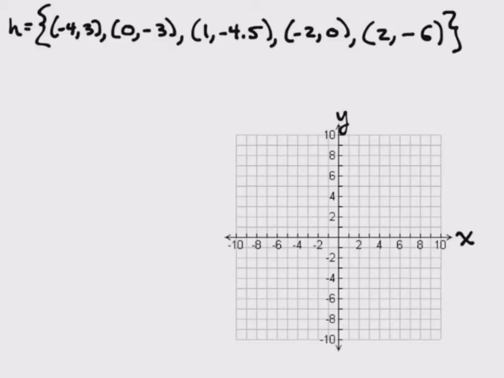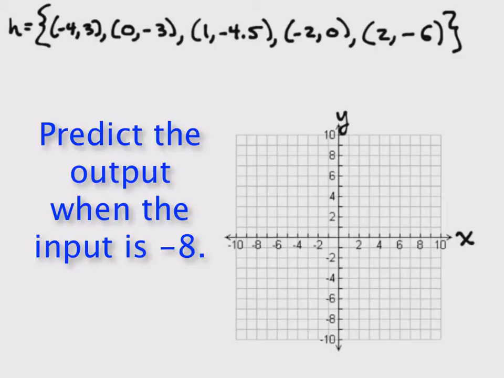Alright, one more quick practice. Here's a function named h. Here are 5 ordered pairs that go along with h. Why don't you please graph these ordered pairs on the axes provided and use them to predict the output to this function when the input is -8. So why don't you pause the video, do that, and when you're done, unpause and we'll reconvene.